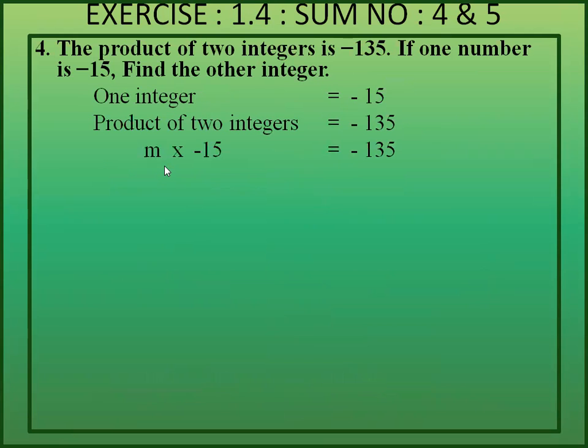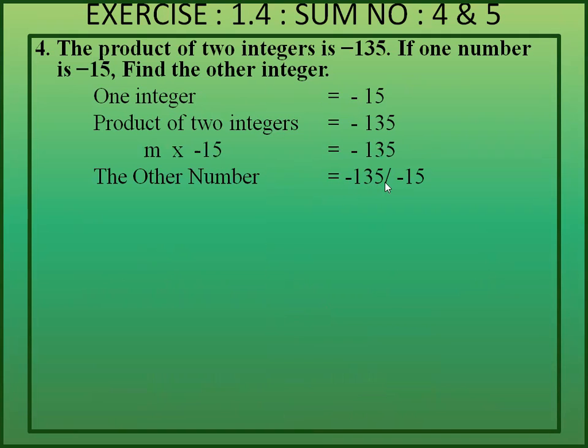Let's take the unknown integer as m. We have to find the value of the other integer. One integer is minus 15, and the product is minus 135. So m is equal to minus 135, and minus 15 goes to the other side of the equal sign as division. This is multiplication, so it goes as division.